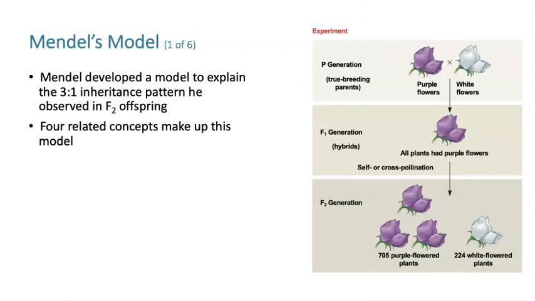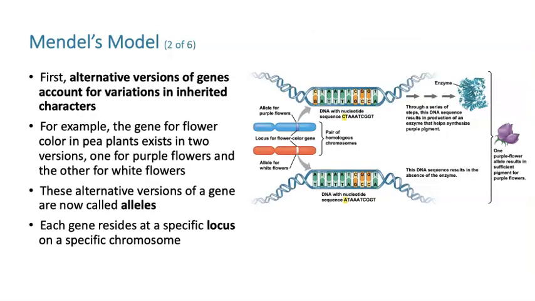So the way he developed his model to explain this 3-1 inheritance in the F2 offspring is due to these 4 related concepts, and I'm going to step through them with you one by one. The first thing that he did, and I'm trying to explain this to you in our modern sense of the word, but just please remember that he didn't know anything about DNA, and he didn't know anything about chromosomes. But what he could figure out just from looking at this pattern over and over again is that alternative versions of genes account for the variation in inherited characteristics.